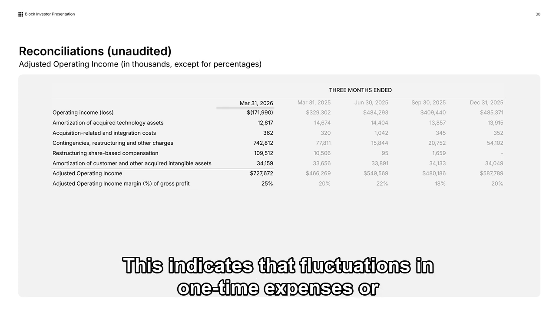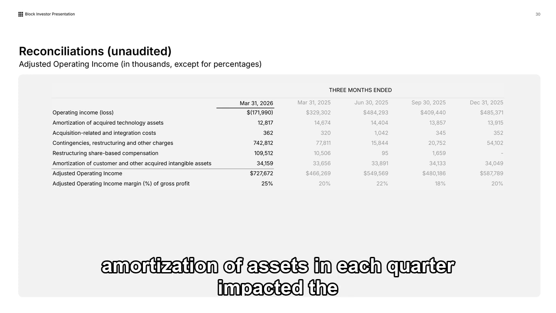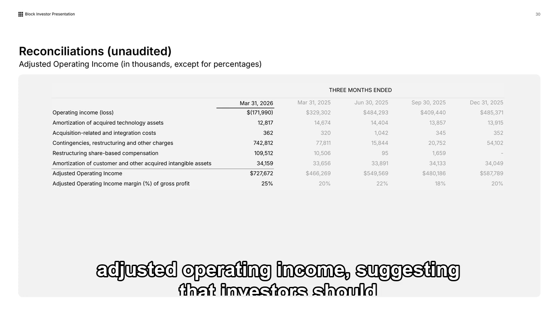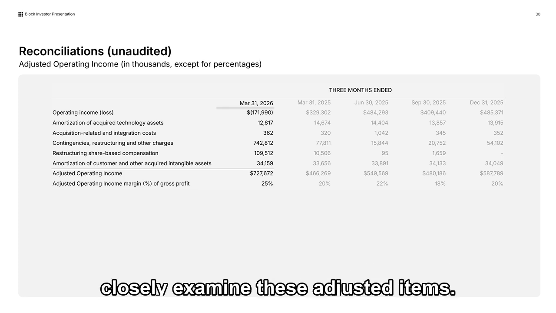This indicates that fluctuations in one-time expenses or amortization of assets in each quarter impacted the adjusted operating income, suggesting that investors should closely examine these adjusted items.